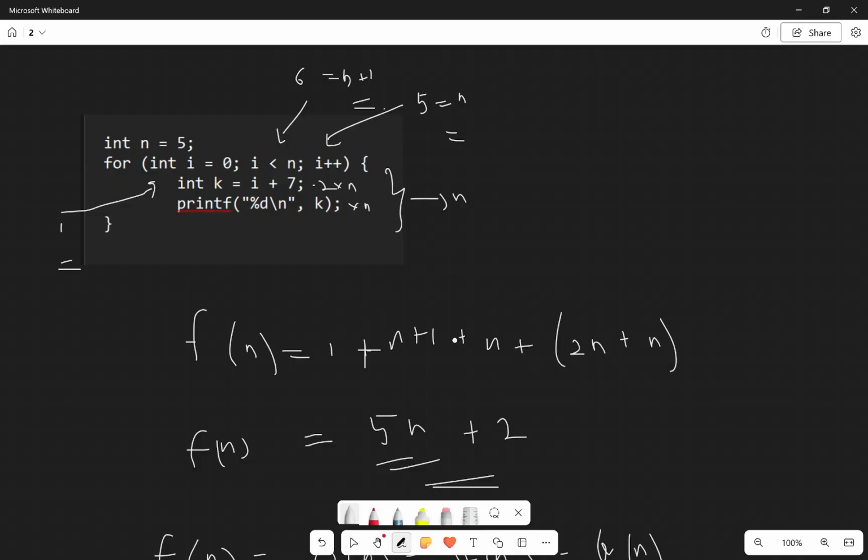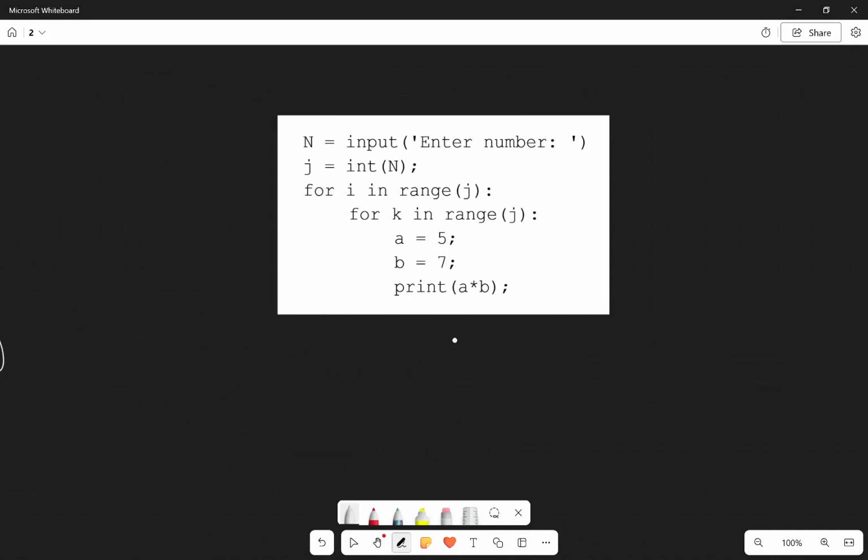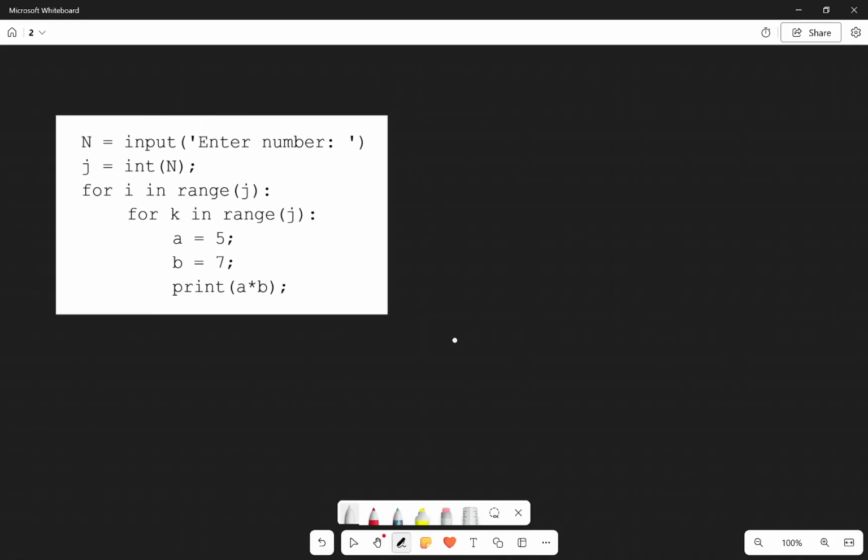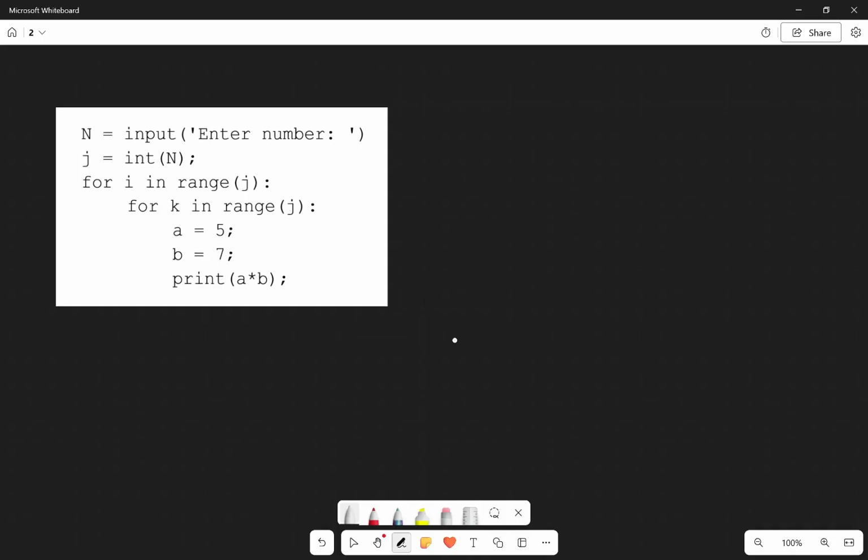All right. So over here we have two for loops. The body is going to get executed j times. Within j, there is another body that's going to get executed j times, which means this part will get executed j times j times.